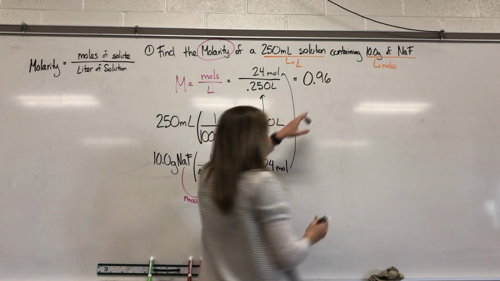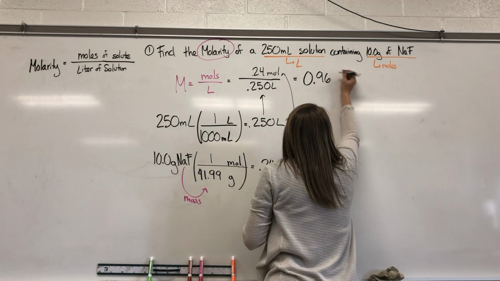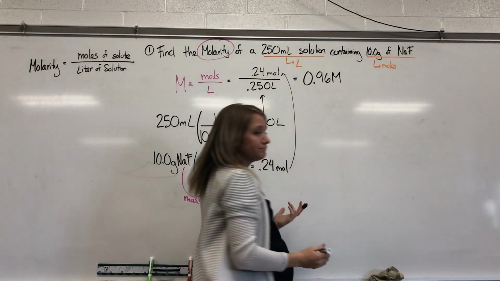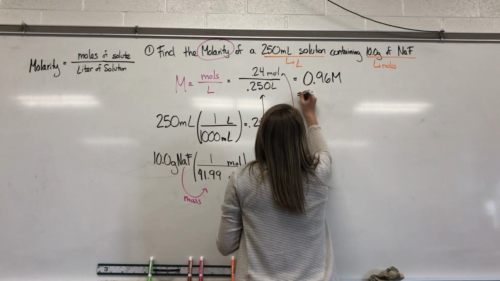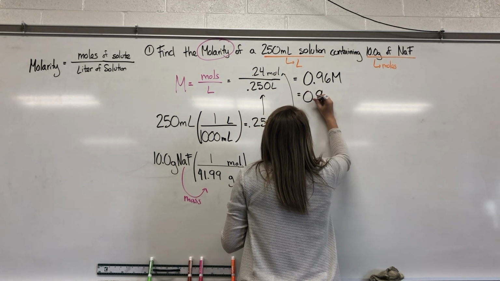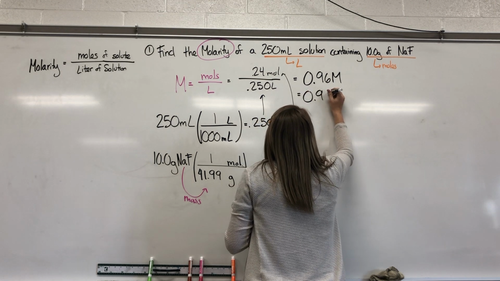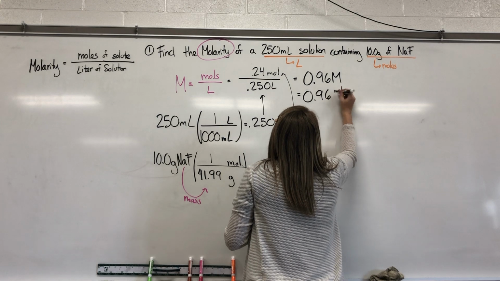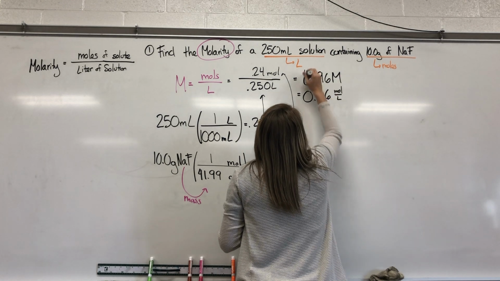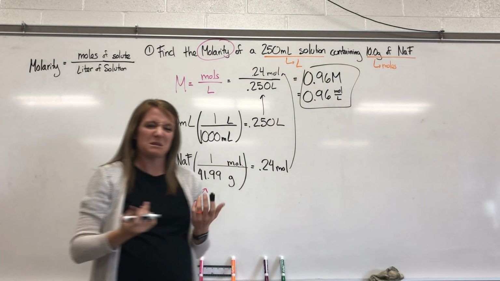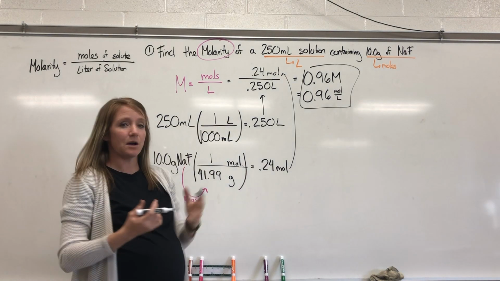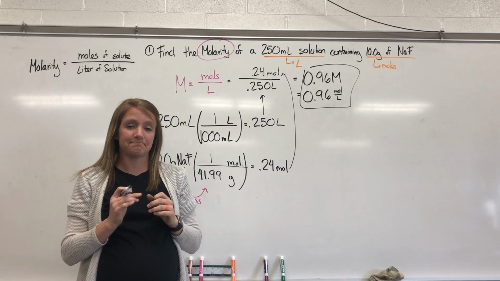And then the units for molarity, you could write it a few ways. You could write capital M, or you could also write 0.96 moles per liter. Both of these mean the same thing, it's up to you. So that's how we find molarity.